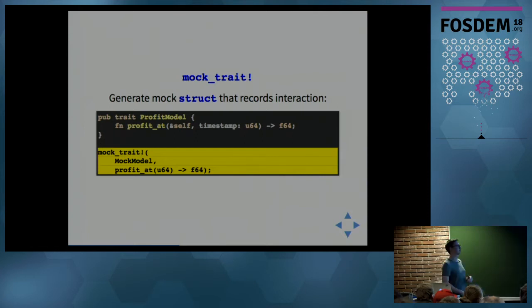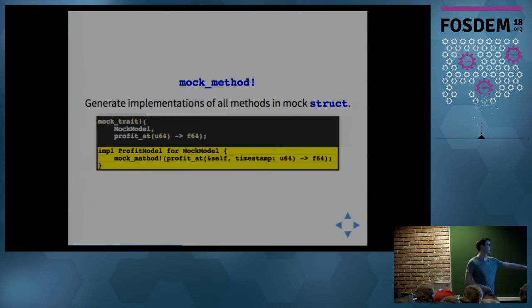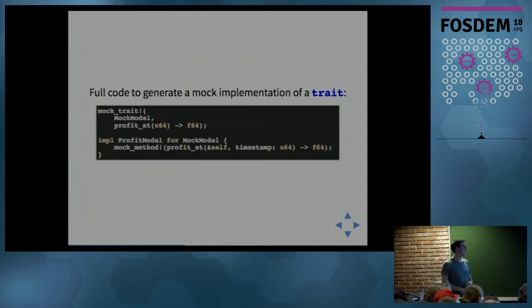Then we have to explicitly tell the Rust compiler that the MockModel implements the ProfitModel trait. So we have impl ProfitModel for MockModel, and then we have the mock_method macro inside it, which again will generate the actual real profit_at function, which calls our internal struct. And that's all the code you need to generate a mock that has all the features that I'm about to explain.